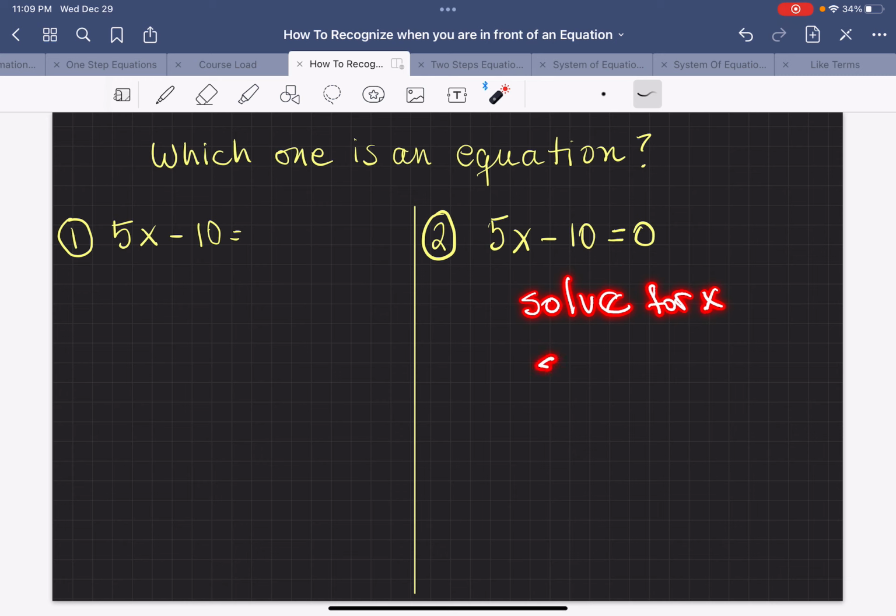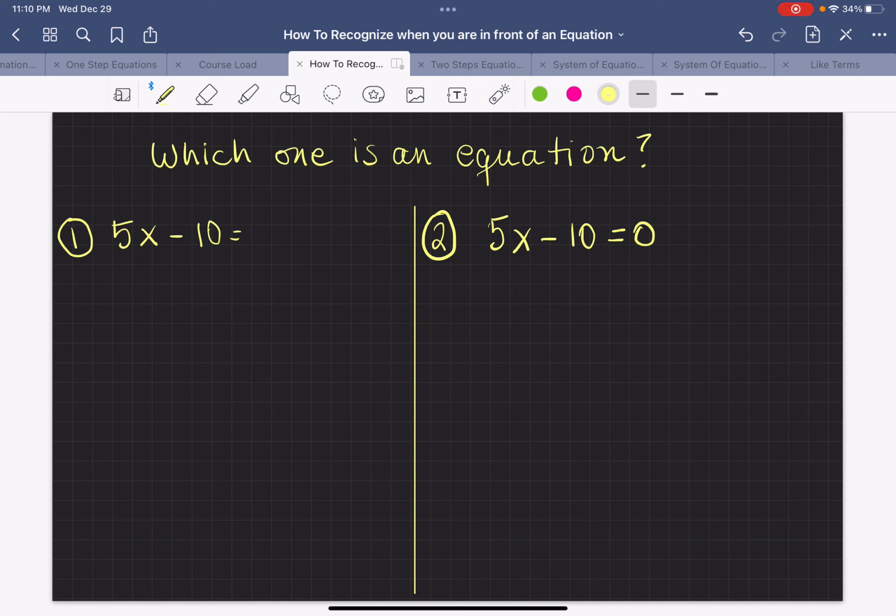And how are you going to do that? Well, by doing a couple of steps to isolate your variable, to leave your variable by itself, and then get x equal to something, to a number. Okay? So just to give you an example, I have another video on how to solve two-step equations. But just to give you an example, I'm going to solve this equation here.